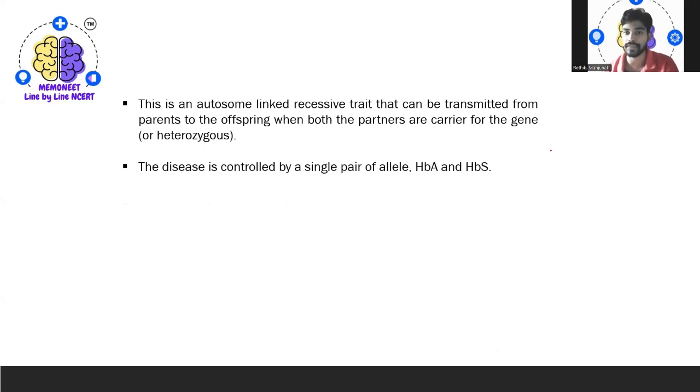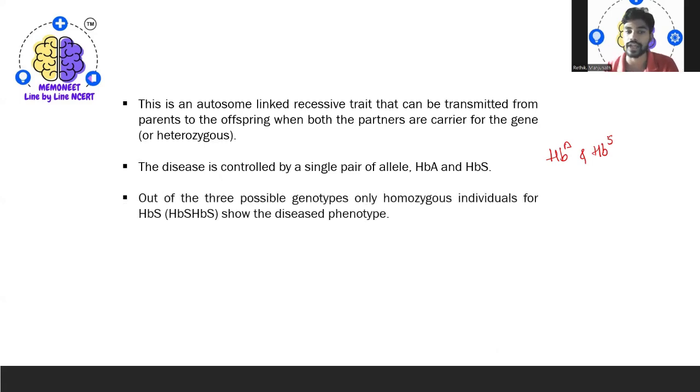Now, the disease is controlled by a single pair of alleles, HBA and HBS. As a result, out of three possible genotypes, only a homozygous individual is going to get affected, or is going to show this disease phenotype. That is the homozygous condition, HBS and HBS.